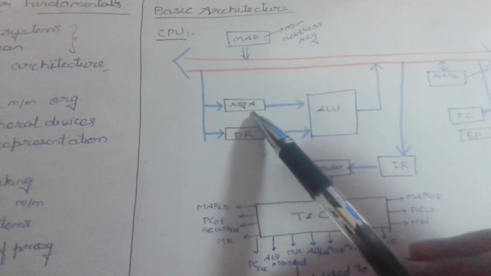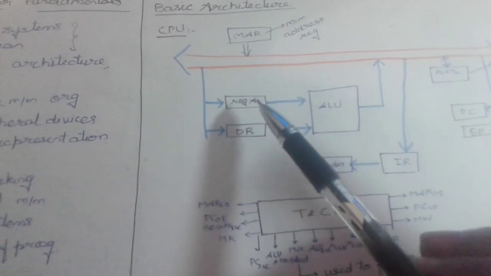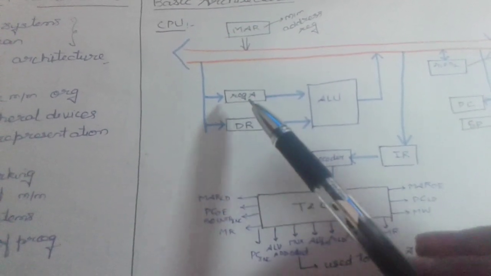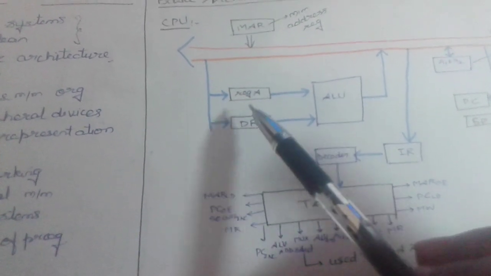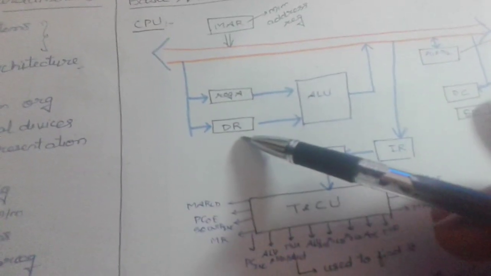Register A is known as the accumulator. This is an inbuilt register which is used in arithmetic and logical computations, and register A is the register which stores the result of any operation. Now second is DR. DR means data register. So suppose we write add 2 plus 4. One of the operands goes to the accumulator, the second operand goes to the data register.